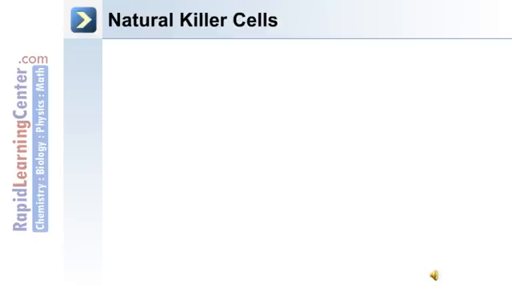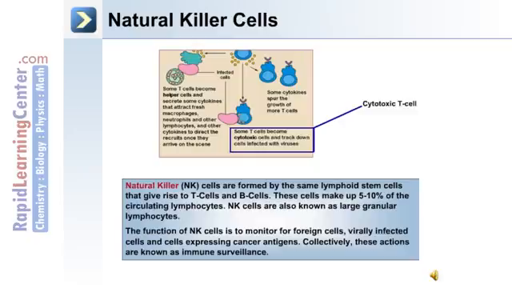The third type of lymphocyte in the lymphatic system are the natural killer cells, or NK cells. These are formed by the same lymphoid stem cells that give rise to T cells and B cells. Natural killer cells make up 5 to 10% of the circulating lymphocytes in the lymphatic system. They're known as large granular lymphocytes. The function of these cells is to monitor for foreign cells, virally infected cells, and cells expressing cancer antigens. Collectively, these actions are known as immune surveillance.